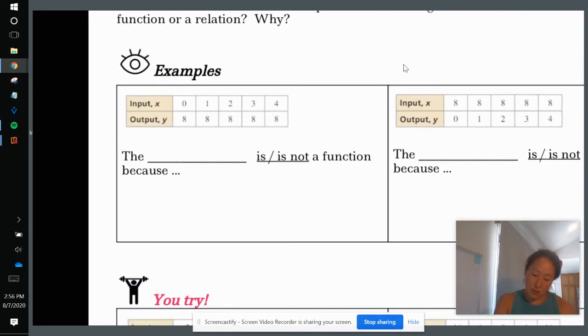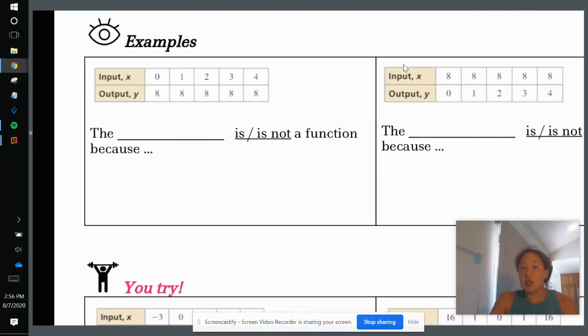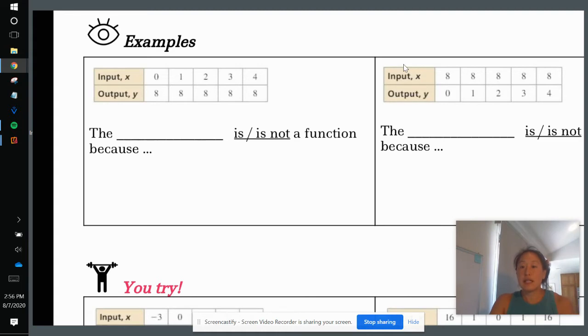I'm doing this one with you. So in order to be a function, each input has to have a consistent output. So we are going to look at each one of these numbers independently. So at x equals 0, what is your output? 8. Is there anywhere else in your table here where x is 0? No. Okay, so I don't have any conflicting information about what the output should be when x equals 0. So each input needs its own consistent output, okay?